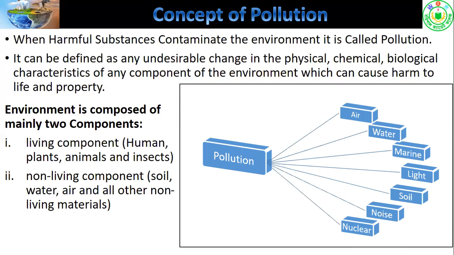Now, pollution can be of different types. That means air pollution, water pollution, marine or sea pollution, light pollution, soil pollution, noise pollution, nuclear pollution. And among so many types of pollutions, we will only describe air pollution, water pollution, and soil pollution.